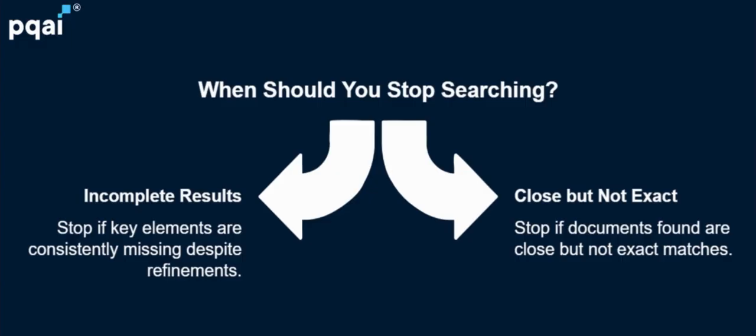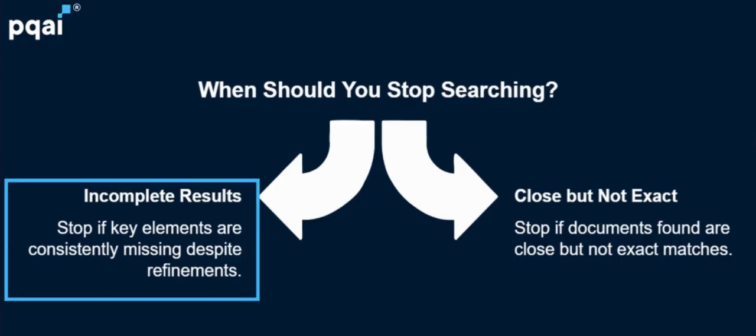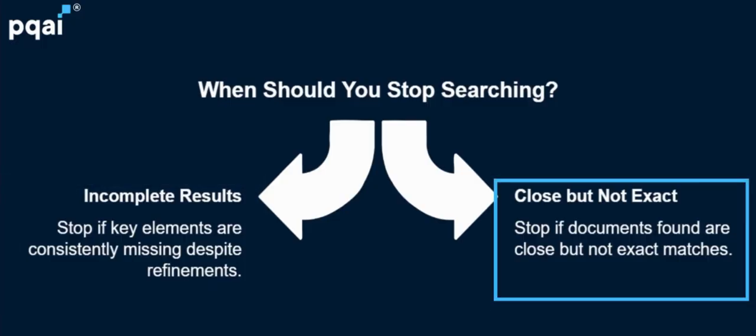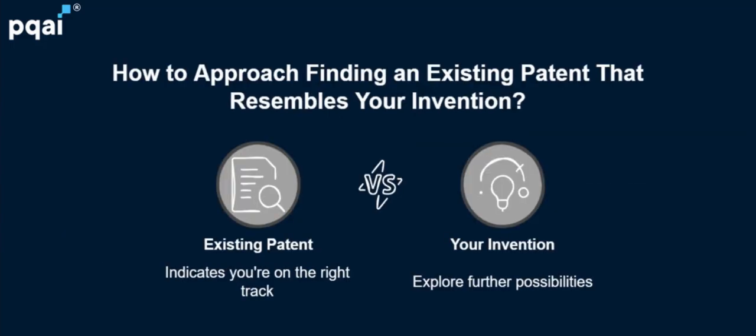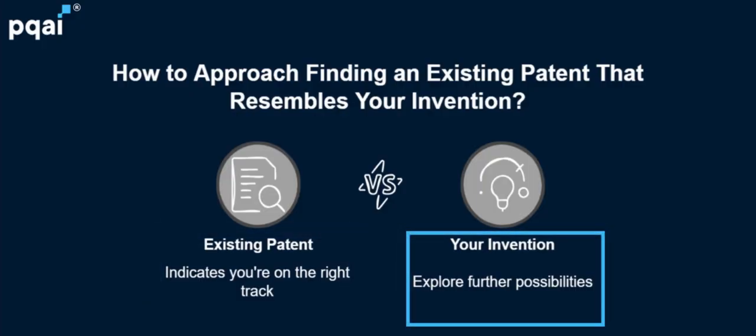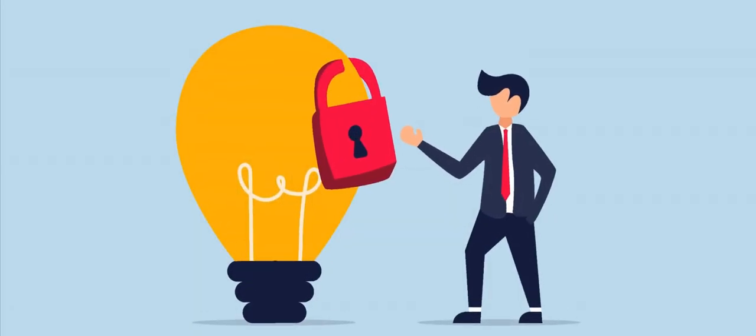So, when should you stop searching? If your search results consistently lack one or more key elements of your invention, even after refining the description a few times, or if you've found documents that are close but not an exact match. However, if you do find an existing patent that describes your invention, don't be discouraged. This is actually a sign that you're thinking in the right direction. Here's a pro tip. Instead of stopping, use these documents as inspiration for your next innovation. Think about how to improve upon existing ideas and create the next generation version.